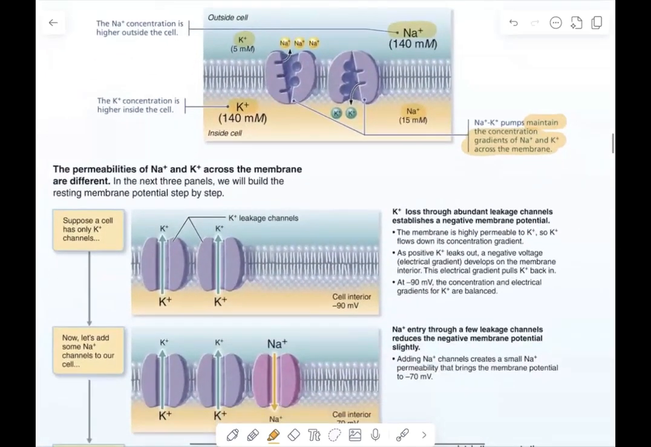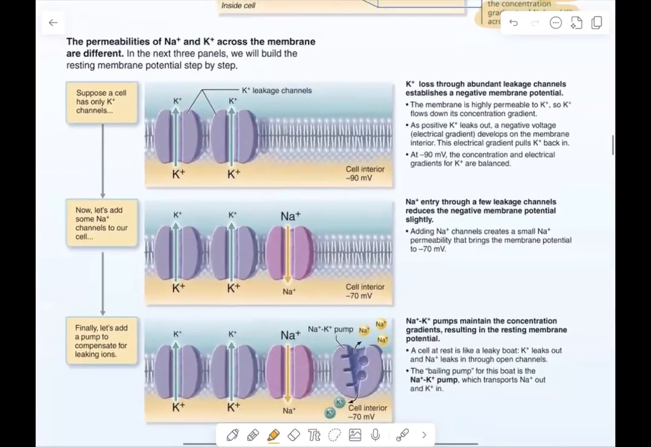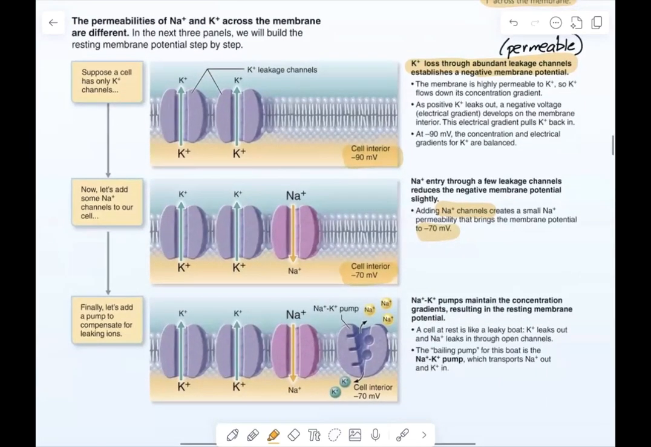But in a normal resting membrane, there's a permeability of sodium and potassium. The potassium loss is due to abundant leakage channels, which means that those leakage channels are very permeable. And if there were only potassium channels, the inside would be negative 90. But since there are sodium channels and not just potassium channels, when we add the sodium channels, we have a resting membrane potential of negative 70 millivolts. So now that we add the sodium-potassium pump, that can restore the balance.